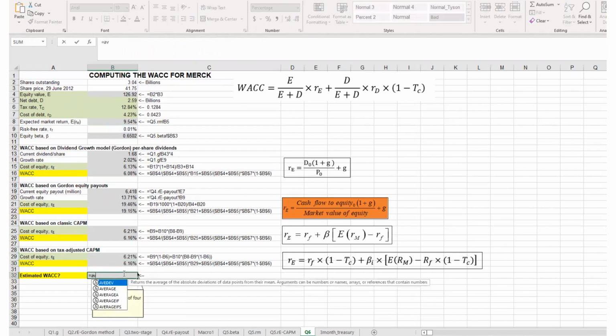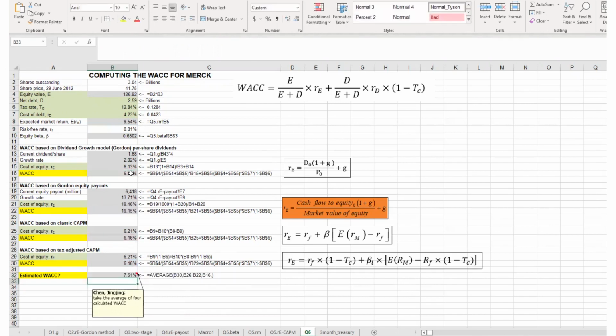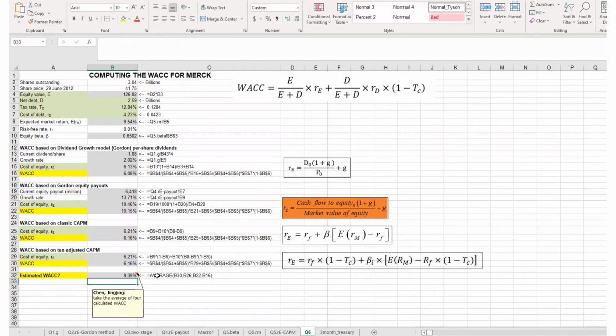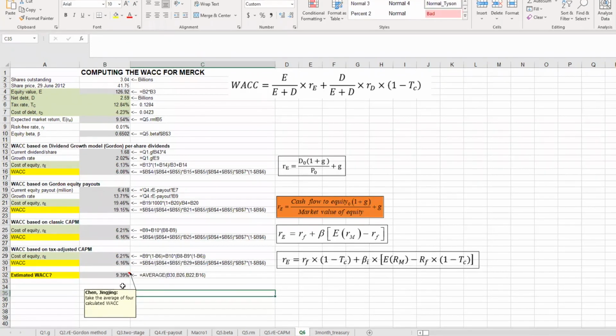Finally, I'll just take the average of all the weighted average cost of capital. Now remember, the average is 10 or 12%. Merck is 9%, meaning that their cost of capital is lower than the average. So investors are very willing to provide capital to Merck.